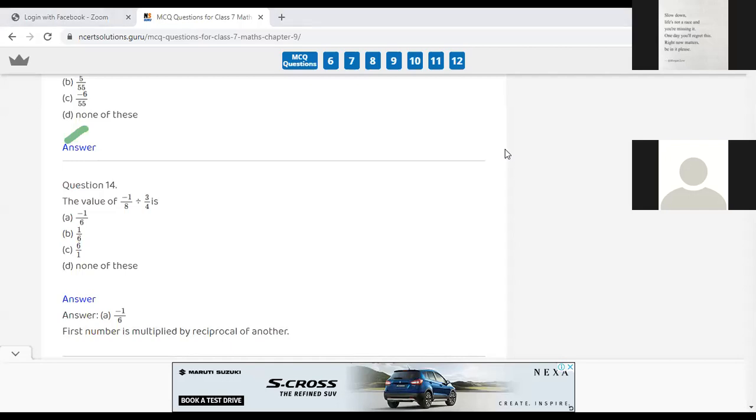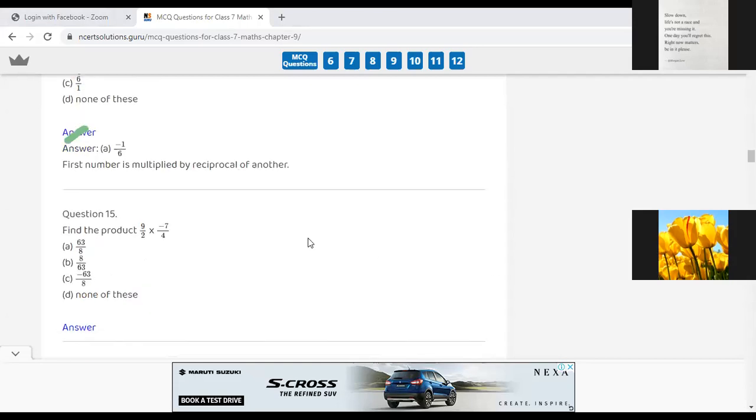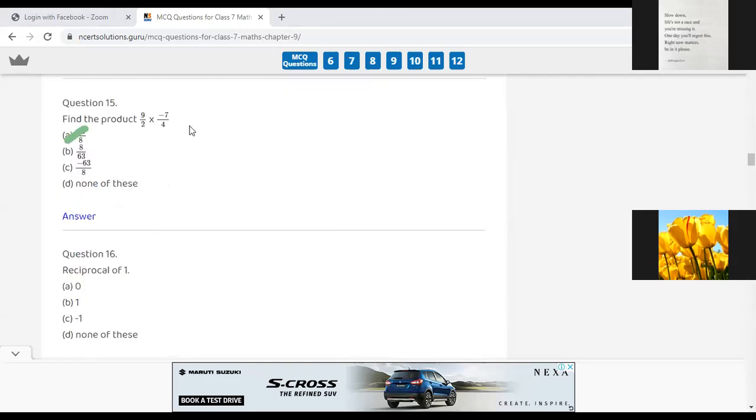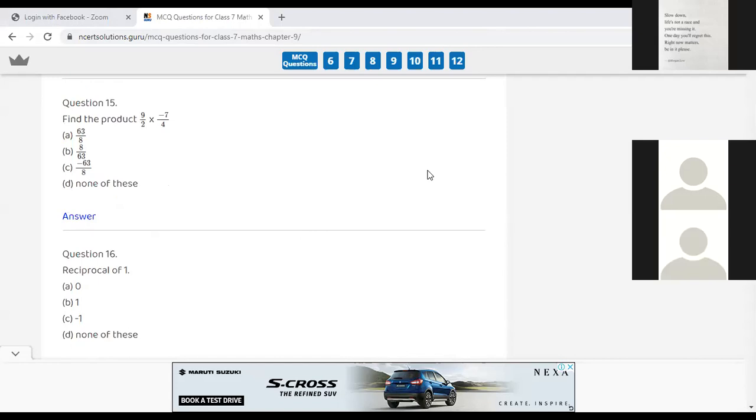Yes, one by one I will ask from you people. Yes, Lakshay. Find the product of this. Solve this. Hurry up. Yes, ma'am. Its reciprocal will be 1... 4 into 9/7 minus. Ma'am, -63/8. Yes, C is the answer. C is correct.